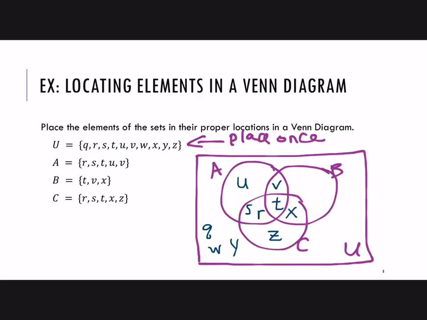Then Q, W, and Y were still in the universal set, so they needed to be included somewhere in this diagram, but they weren't in A, B, or C, so we put those outside somewhere. And you could put them over here or wherever you choose. All right, and then also the other thing to notice is that we do have an empty region, so that may happen as well. You don't have to have an element in every one of these regions. And also notice it's okay to have more than one element in these regions.